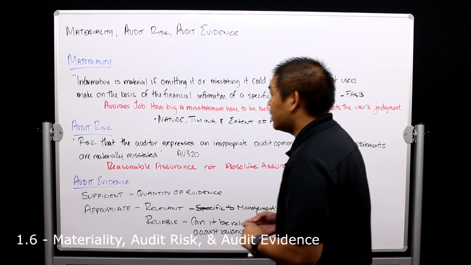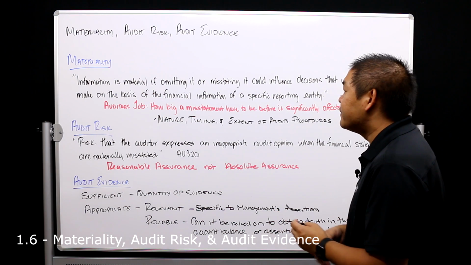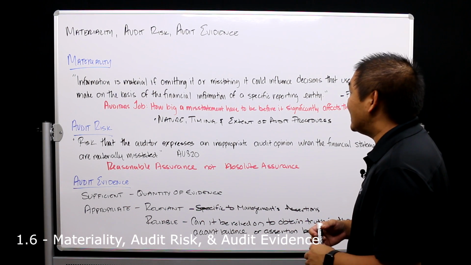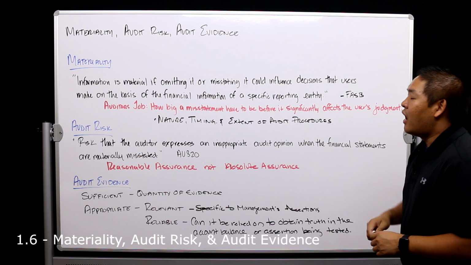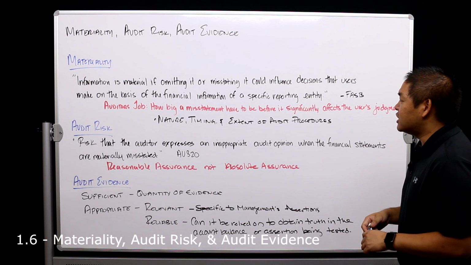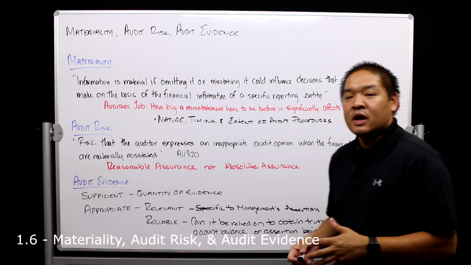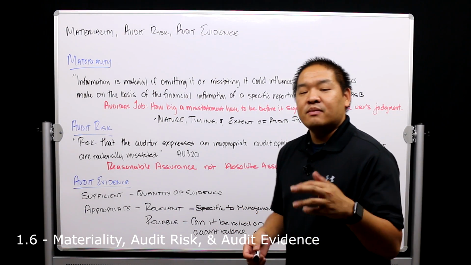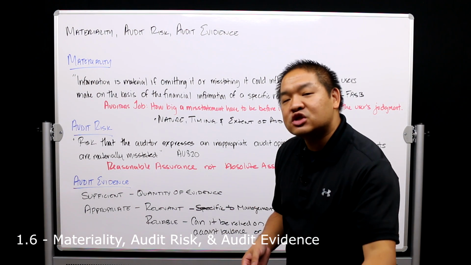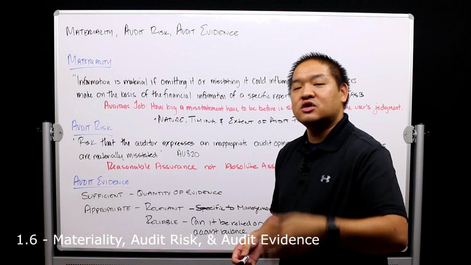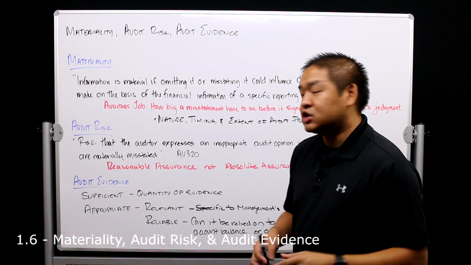Now, the definition according to FASB is that information is material if omitting it or misstating it could influence the decisions that users make on the basis of the financial information of a specific reporting entity. The way that I like to think about materiality is what would actually change your decision, or how much would it have to change in order to make an impact on your decision, okay?